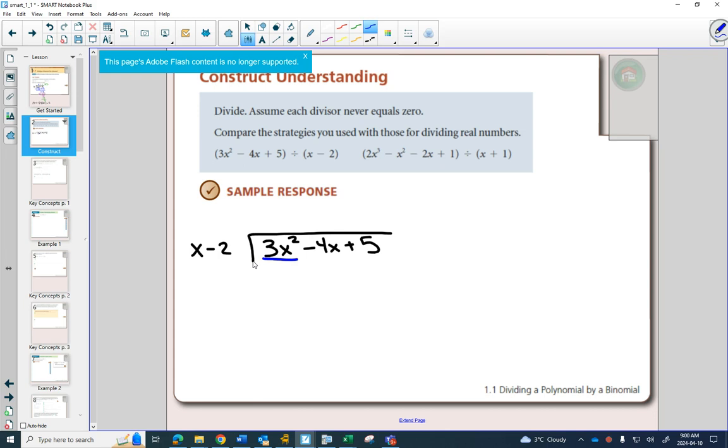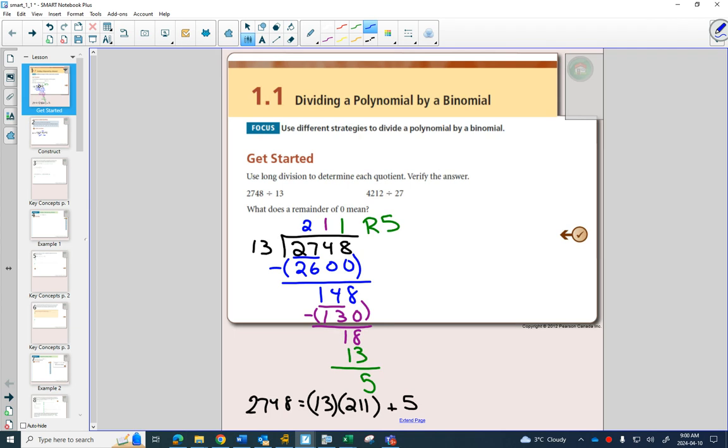So I'll go over my x columns and I'll write a 3x. Because what is 3x times x minus 2? It is 3x squared, and 3x times minus 2, minus 6x. Same process that we did with numbers, right? In numbers, I looked at the 27, and I said, what can I multiply by 13 to get as close to that as possible? And the answer was 2. Because 2 times 13 got me to 26, as close to 27 as possible.